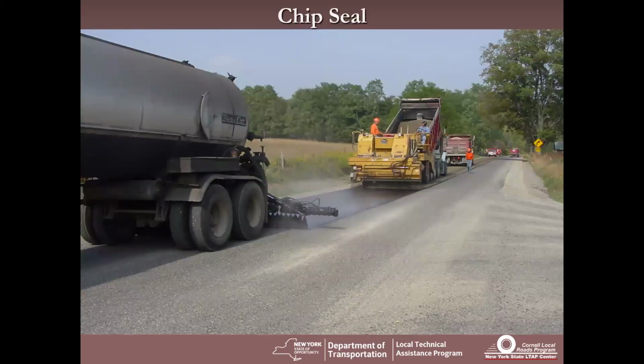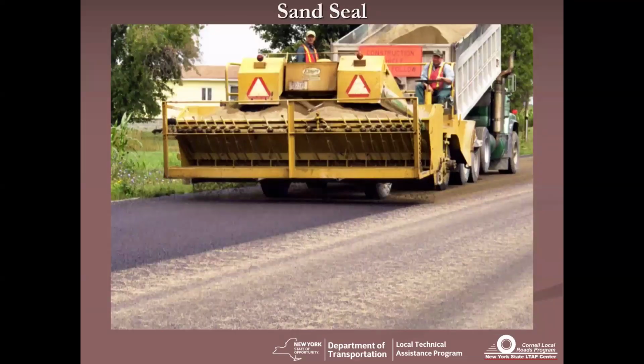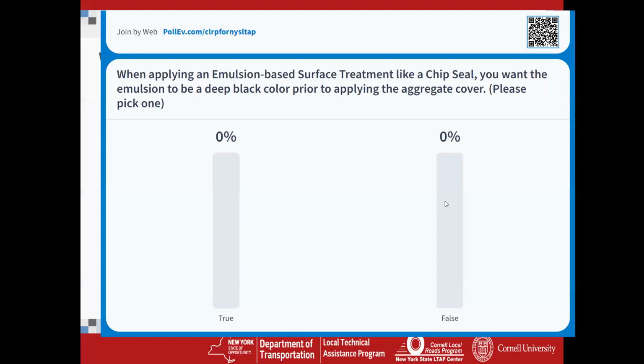So here's a chip seal. One thing I want to point out here, nice fan distribution of your liquid coming out of the distributor. Your aggregate spreader is tight up on top of that liquid distributor. So you've got a nice chocolate brown color in your late emulsion, and you've got trucks backed and stacked, so you never run out of stone. Same with the sand seal operation, just using a finer aggregate.